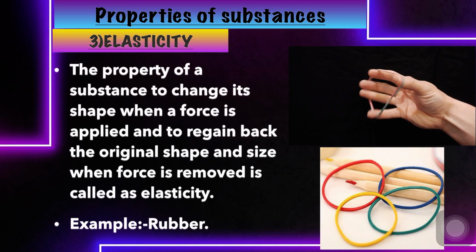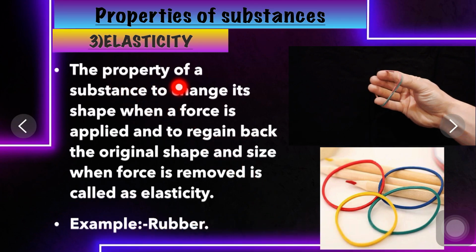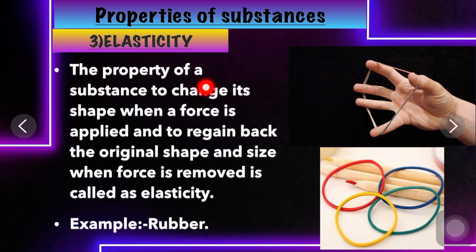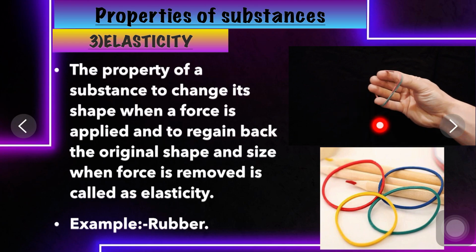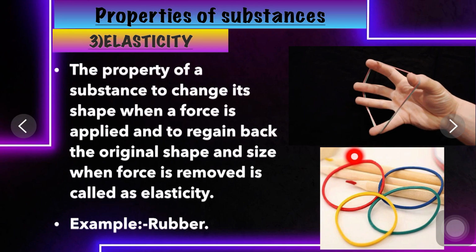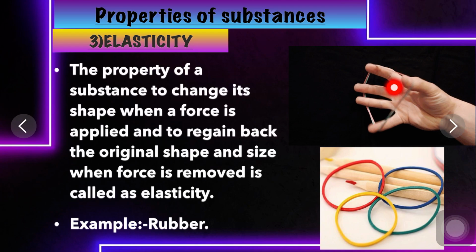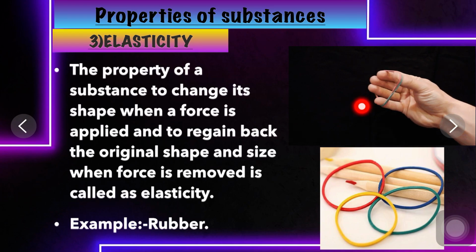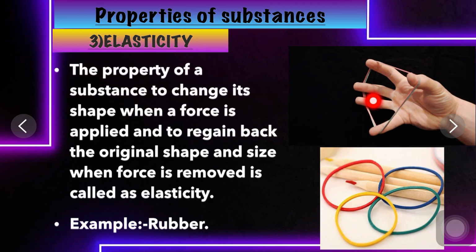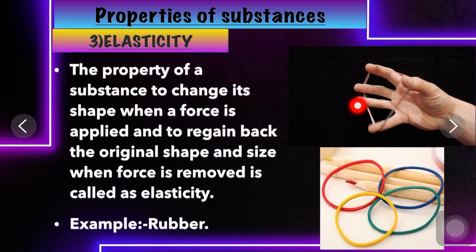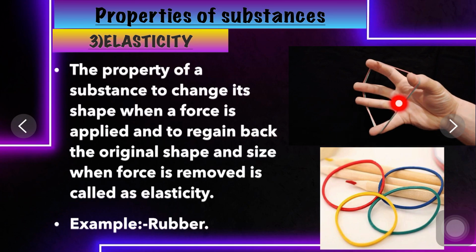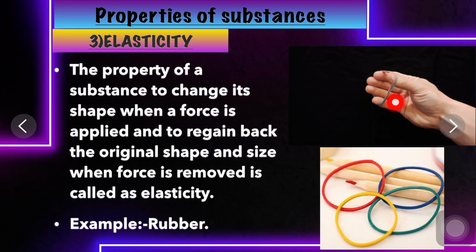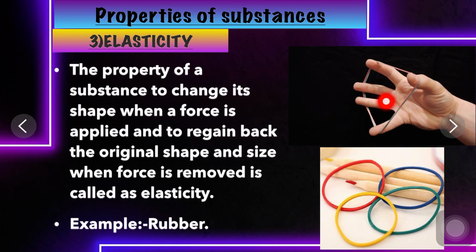Next property is elasticity. Student, take an example. Stretch a rubber band and let it go, or apply pressure on a piece of sponge and release it. What did you see, students? The rubber band and the sponge go back to their original shape. As you can see here, while stretching the rubber band, it changes its shape. But as soon as you release it, it will come back to its original shape.